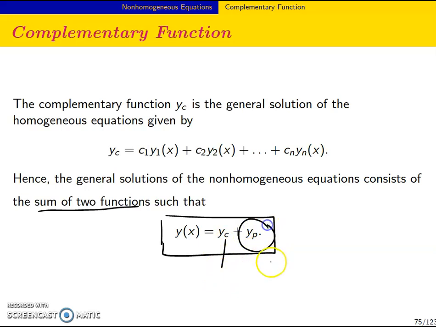Now this is the one we haven't learned, and due to the time constraint I have, I'm going to wait on how to find the solution for non-homogeneous equation in my next video.